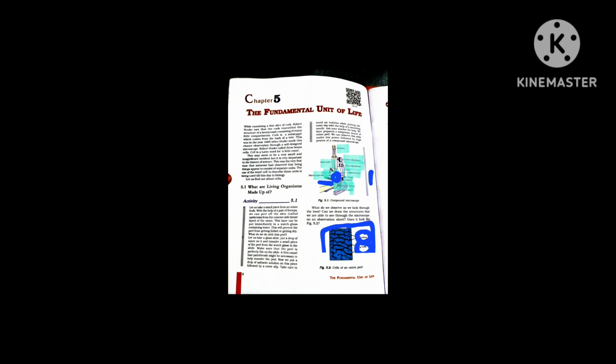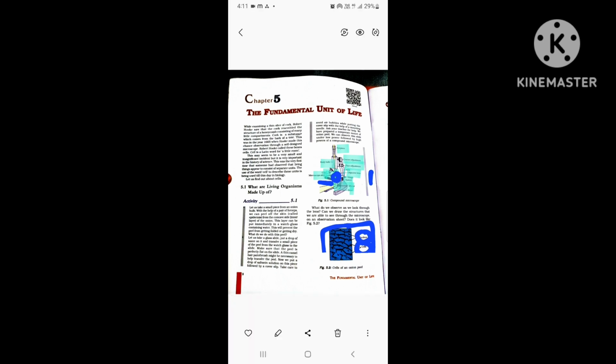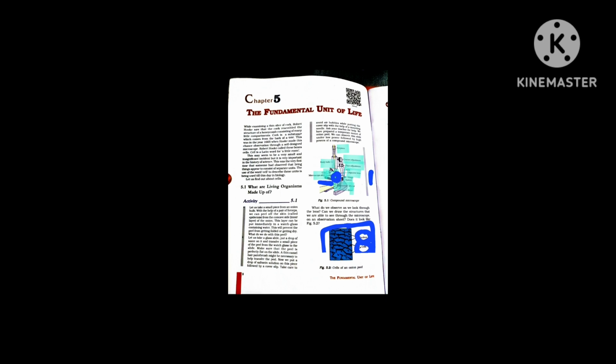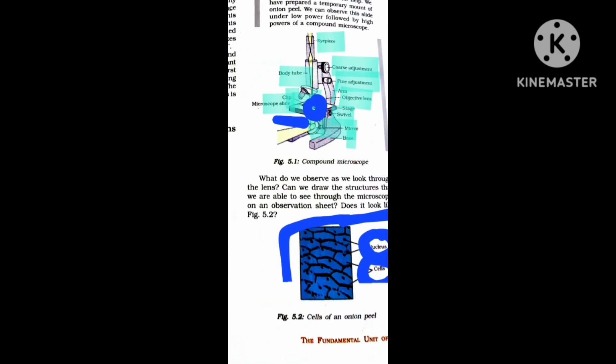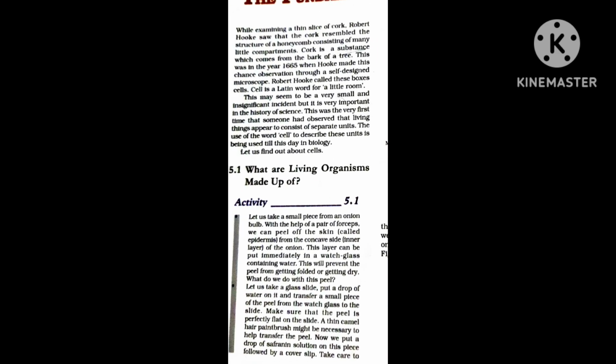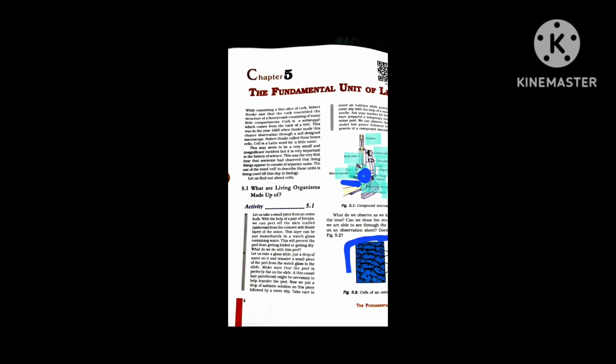Actually, how will a honeycomb be? It's like small boxes, like rooms, right? In the same way, a thin slice of cork is there. Then he named it cellulae, a Latin word for a little room. And that name was changed into cell. Let us find out about cells.